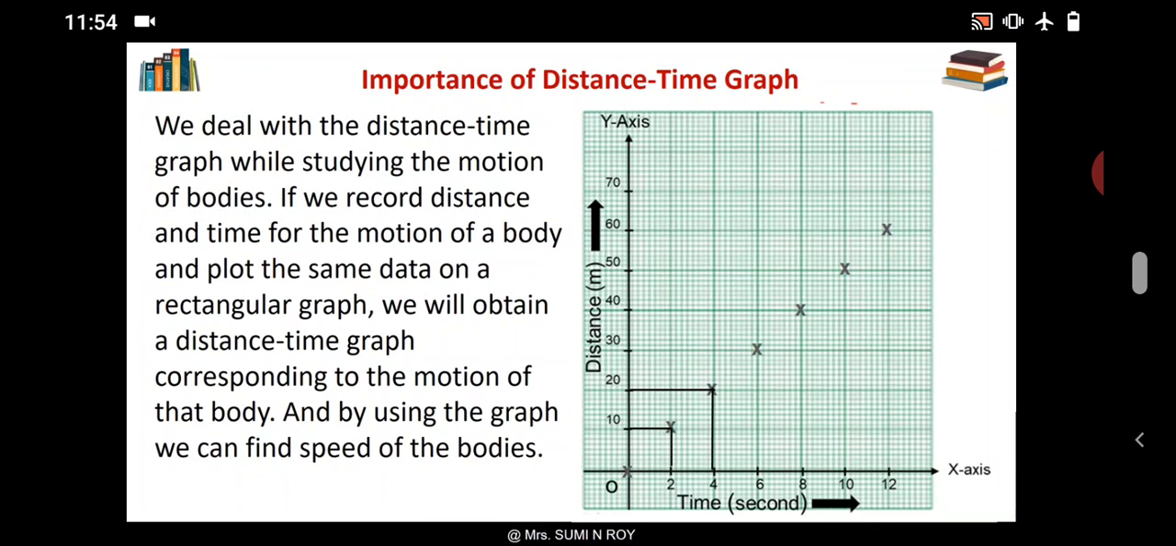What is the importance of a distance-time graph? We deal with the distance-time graph while studying the motion of bodies. If we record distance and time for the motion of a body and plot the same data on a rectangular graph, we will obtain a distance-time graph corresponding to the motion of the body, and by using the graph we will find the speed of the body.